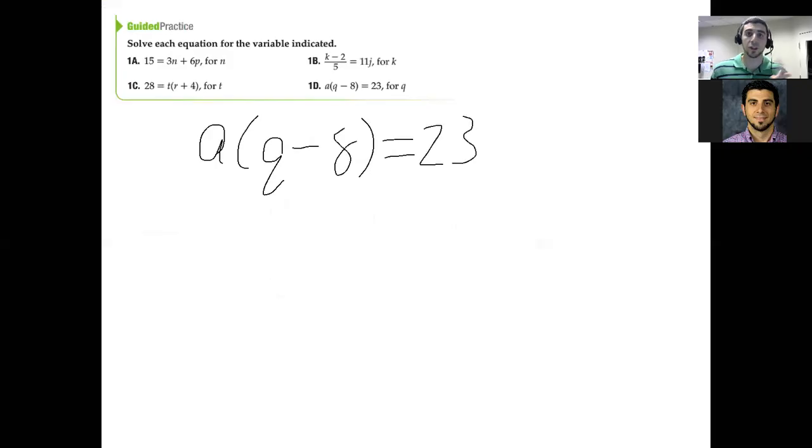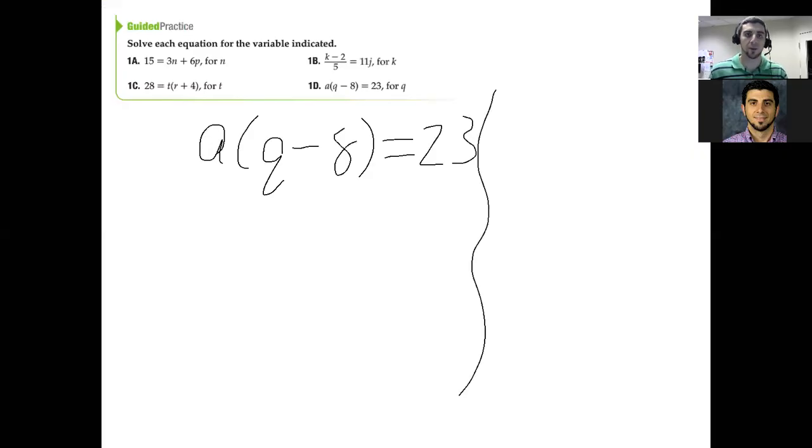So let's look at this one. A times (q minus 8) equals 23. Now this one's a little bit different because here the q is trapped inside of the parentheses, so we need to get it out of the parentheses. There's 2 ways we could go about doing this, and I'll show you both of them here.